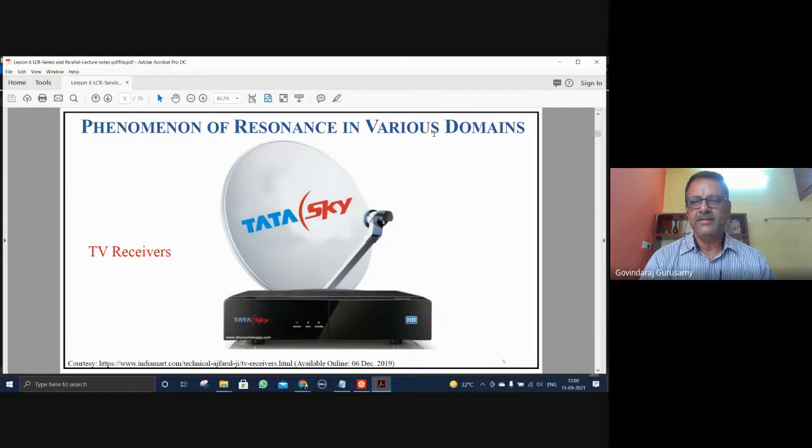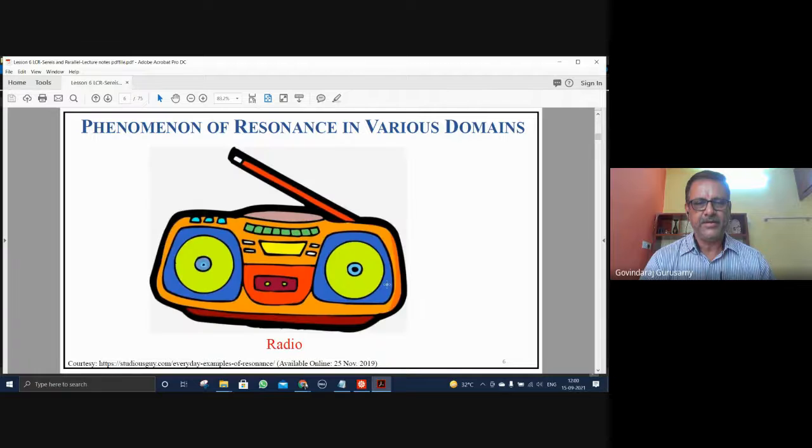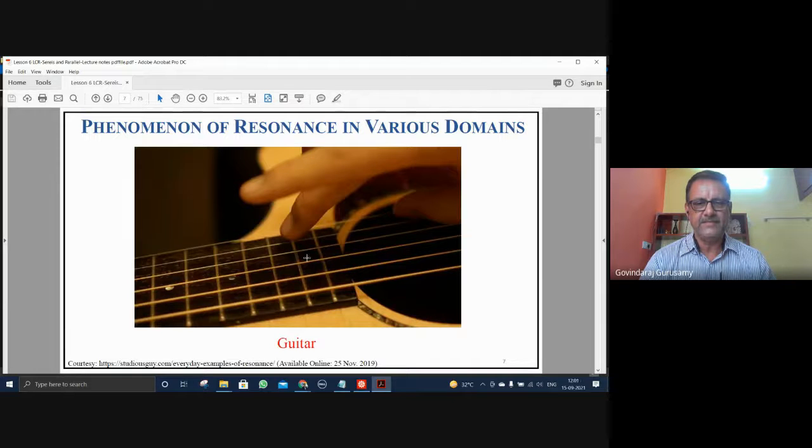Resonance phenomena in the various domains. In these TV receivers, there is a resonance which is playing. The radio, again, there's a resonance. Only if the exact resonance is possible can you pick up the signals. And these are beautiful things that you are able to hear because of this resonance, the guitar.